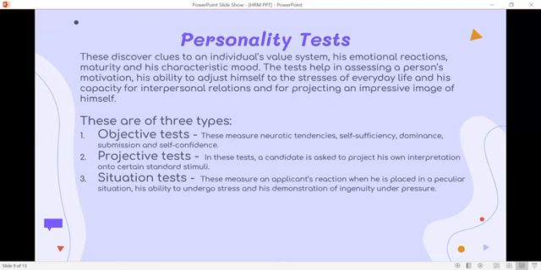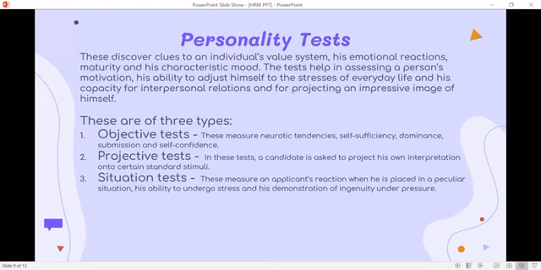The third type of test is personality tests. These discover clues to an individual's value system, his emotional reactions, maturity, and his characteristic mood. The tests help in assessing a person's motivation, his ability to adjust himself to the stresses of everyday life, and his capacity of interpersonal relations and for projecting an impressive image of himself.